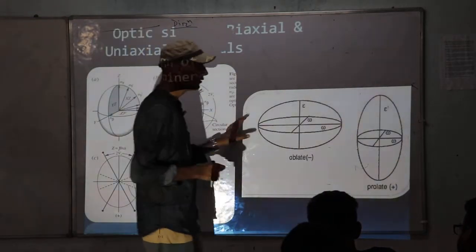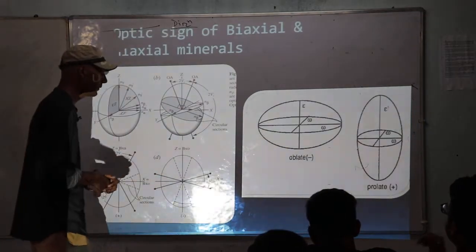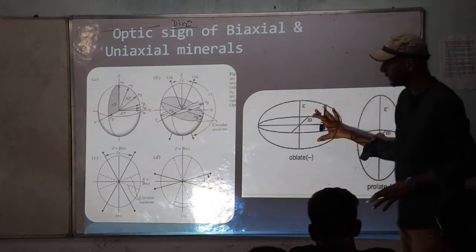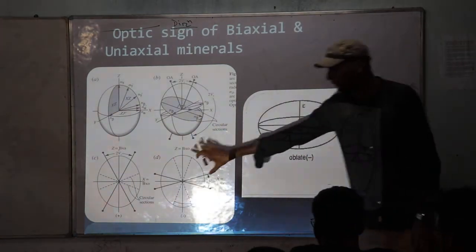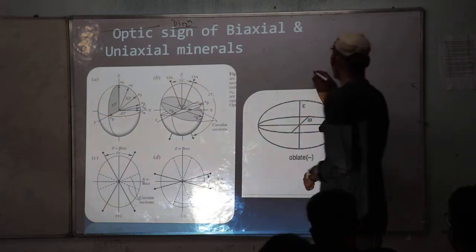Okay, so here we are continuing with the indicatrix of different minerals, like uniaxial and biaxial. You can see here this is the shape of the indicatrix of uniaxial and this is for biaxial. So starting with uniaxial, what happens?